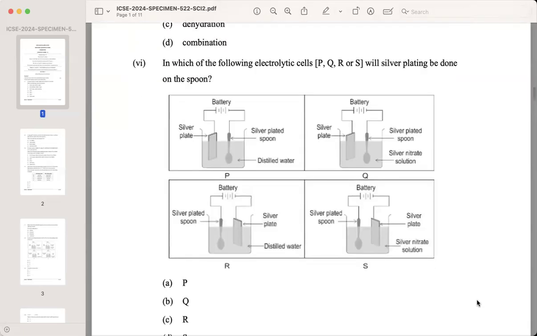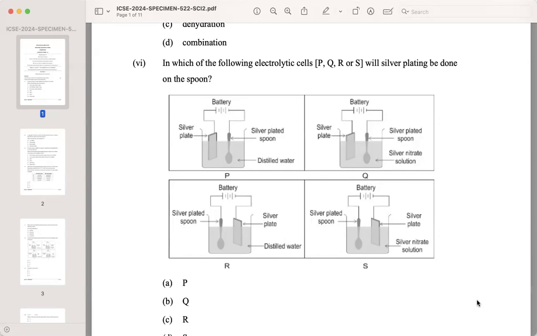Now, in the sixth part, they are showing some diagrams: in which of the following electrolytic cells, P, Q, R, or S, will silver plating be done on the spoon? And for this, the correct answer is B, that is Q. Now, why is that? In the first part, it is a silver plate and a silver-plated spoon, but distilled water is there, so it cannot be the correct option because the electrolyte does not contain silver ions.